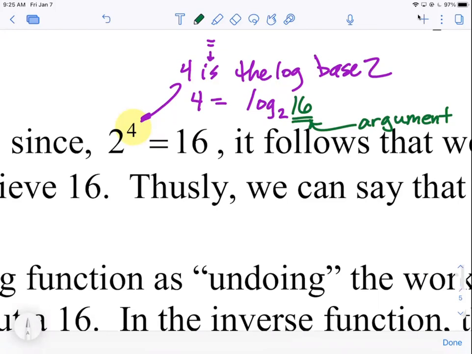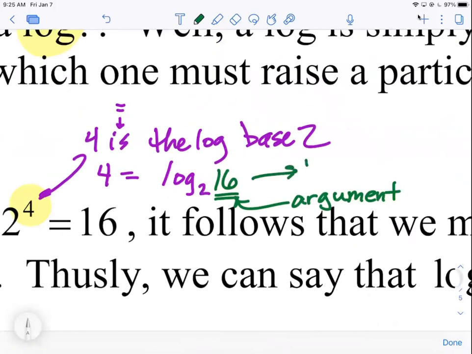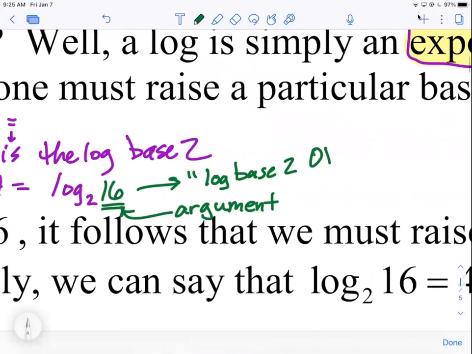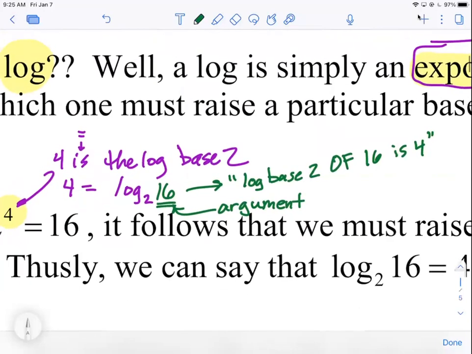We read this as 2 to the 4th equals 16, and we read this one from right to left, log base 2 of 16 is 4. Okay, that's how we read this. Let's write that in quotations. Log base 2 of 16 is 4. Log base 2 of 16 is 4, right?